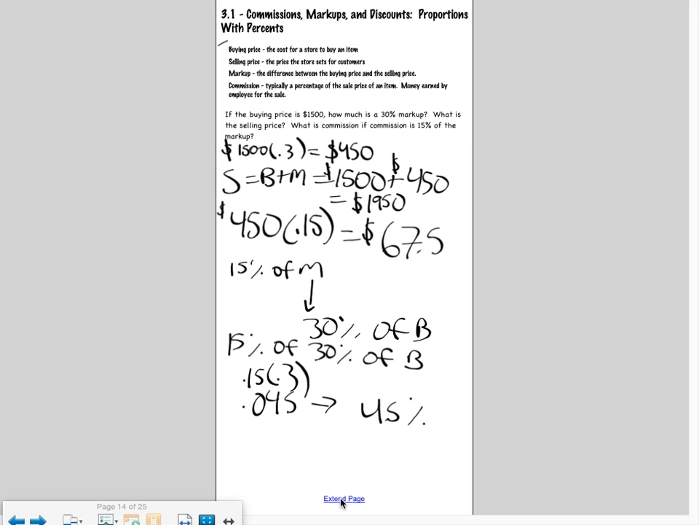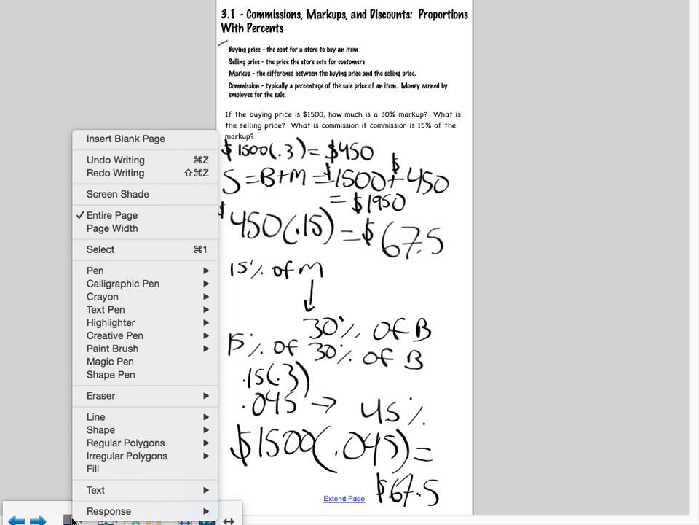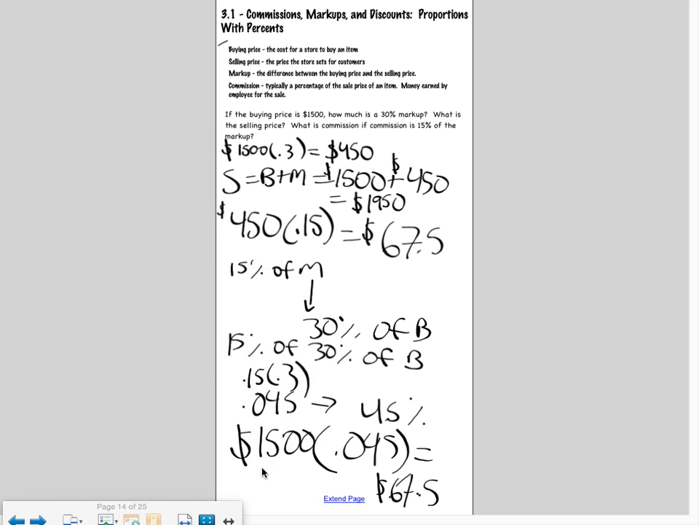So finally, we find 4.5% of $1,500. So that's $1,500 times 4.5%, which is 0.045 on the calculator. And we get, again, 67.5. Okay? So when you're doing problems like this, remember that 15% of 30, you would find that by 0.15 times 0.3 on the calculator, and 0.045, right? That's 4.5%. So make sure we're entering percents correctly.